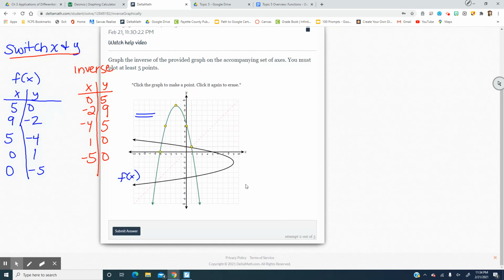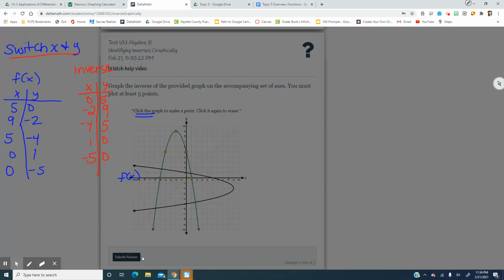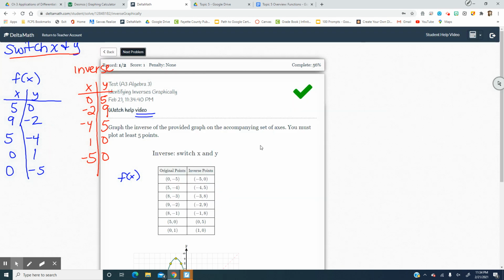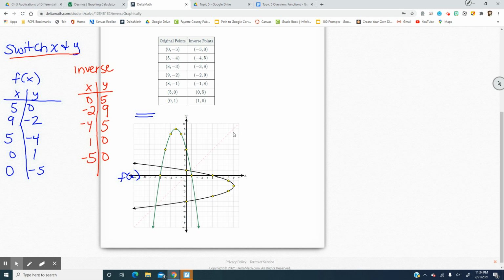Since I made a mistake somewhere, let's find out where it is. Oh, I plotted this point wrong. It's supposed to be at 1, 0. So it needs to be at 1, 0. There we go. Now let's try that. Awesome. Switch the x and the y. Now, what does this dotted line mean?